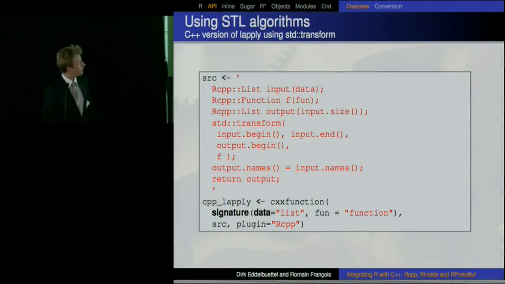STL is a widely used library in the C++ world. All of our data structures, vectors, lists, all expose an STL interface. So we have begin and end to be able to scan lists, and we've used this in this example to implement a C++ equivalent of the lapply function in R. We actually have another one that's better than this now, but this came fairly early on in the project. So we grab a list from R, we grab a function, we create a new list of the same size, and then we just scan the input with the R function using std transform. Really easy.